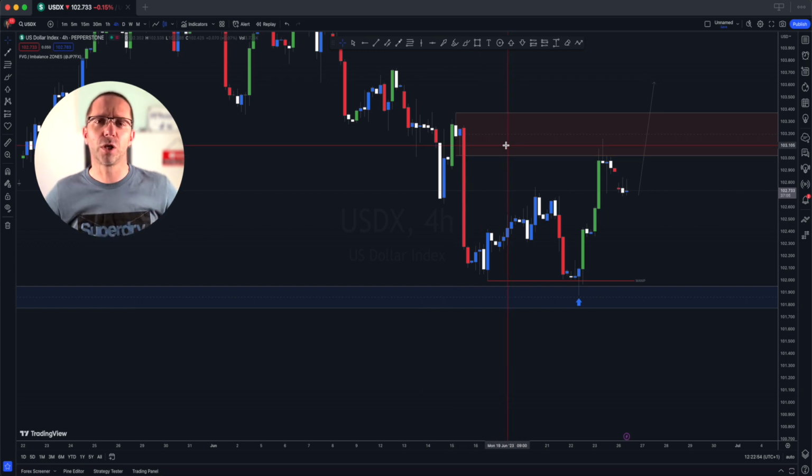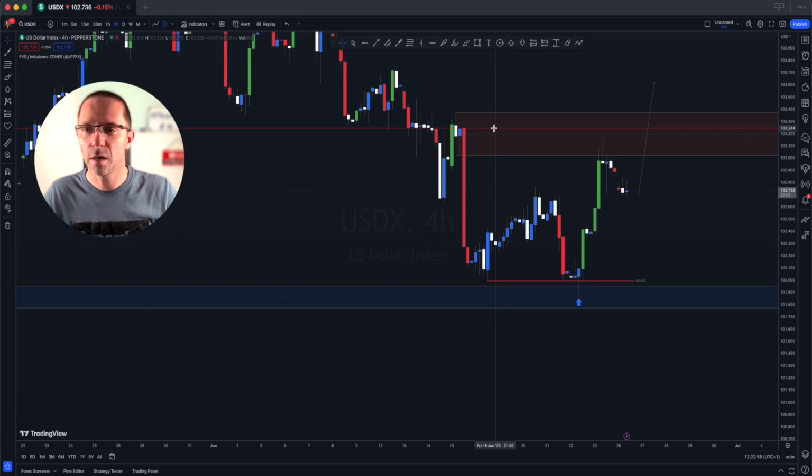That's showing me bullish movement in the US dollar index. The strength is then going to be bullish. But we could also see here a manipulation of this high.